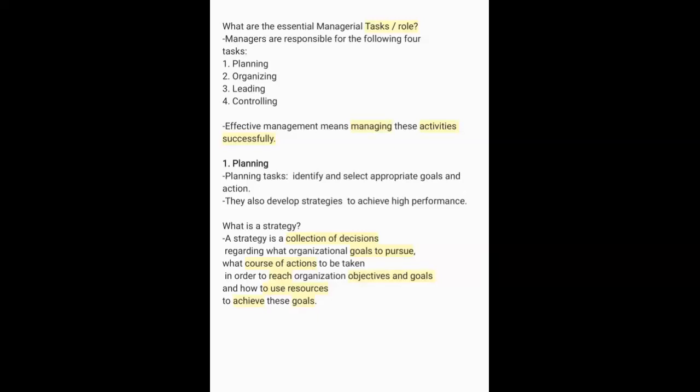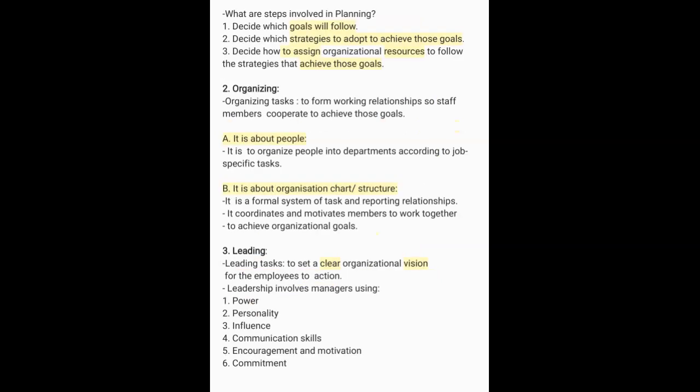Select appropriate goals. This is the definition of planning: to develop strategies to achieve high performance. Okay, to select goals, then to achieve high performance. Of course, if I have a goal, I have direction. What is a strategy? It is a collection of decisions, goals to pursue, and courses of action in order to reach organization goals and objectives, and to use resources wisely, efficiently, and effectively. The goals should be effective and the resources should be efficient.